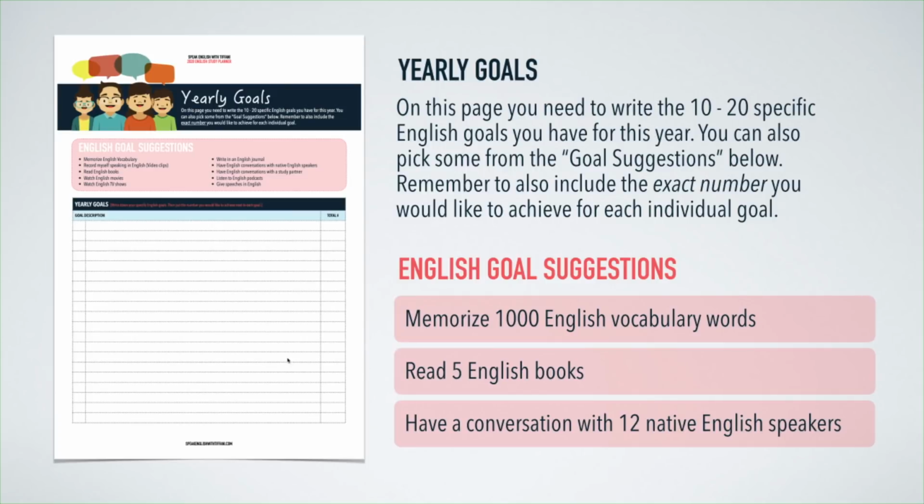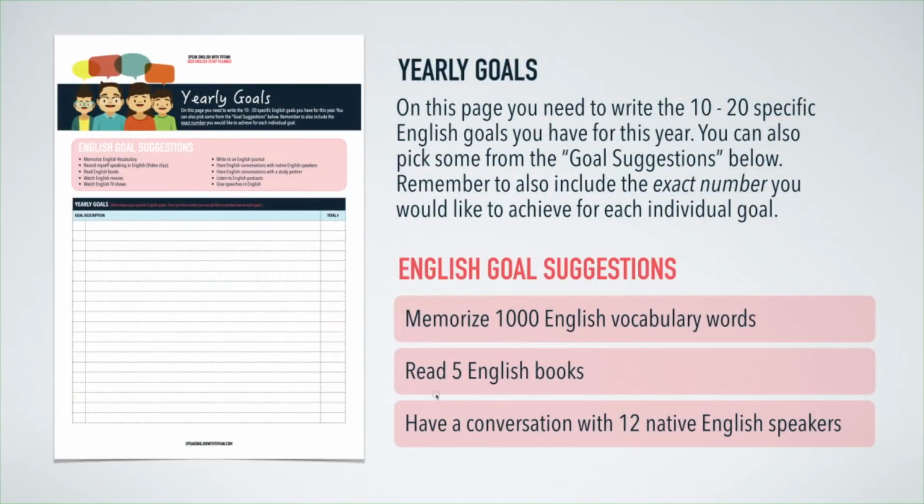Remember to also include the exact number you would like to achieve for each individual goal. Now, I need to stress this point. When you are setting goals and you want to achieve something, you need to be very specific. So what's your big goal for the year? So, for example, I have memorize 1,000 English vocabulary words, or read 5 English books, or even have a conversation with 12 native English speakers. All of these things are possible, but you have to write them down.